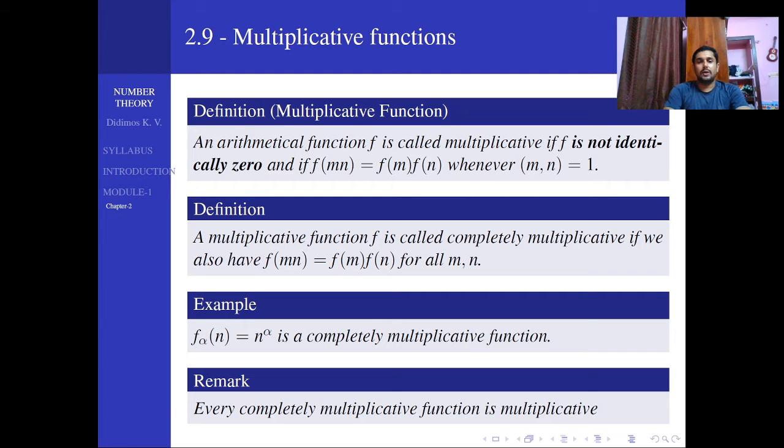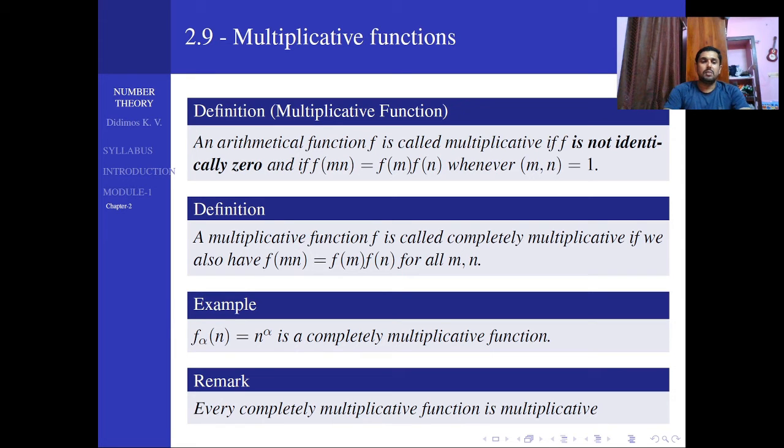Another definition is the completely multiplicative function. For a completely multiplicative function, we start with a multiplicative function and have the condition f of mn is equal to f of m into f of n for every value of m comma n, without any restriction on m comma n, such as GCD of m comma n is equal to 1. So we are not considering all those restrictions. If we choose a multiplicative function f with the condition f of mn is equal to f of m into f of n, then we say that it is a completely multiplicative function.